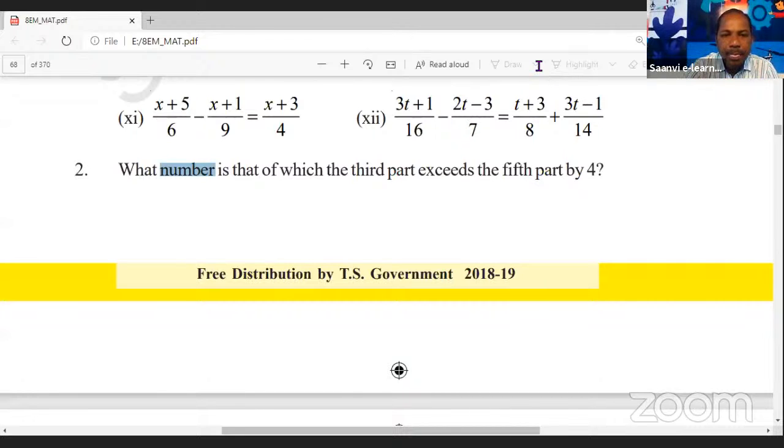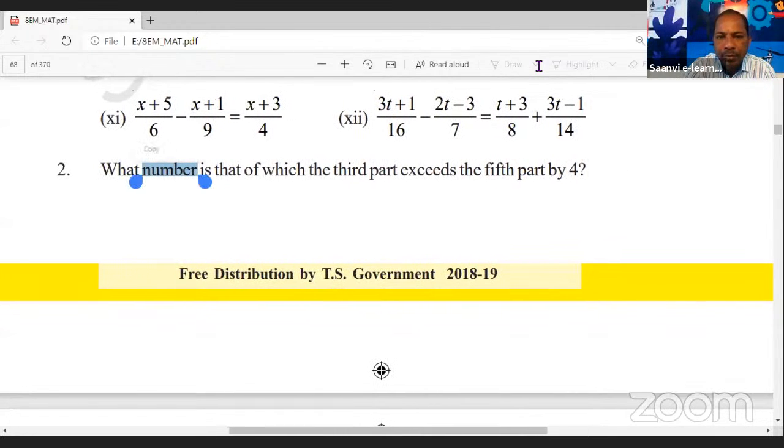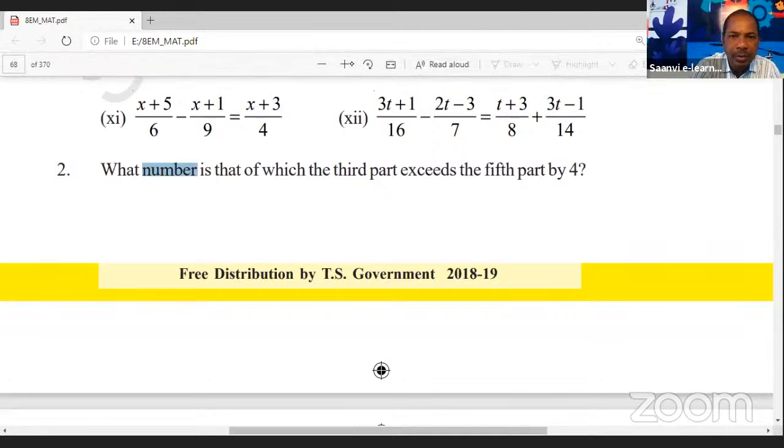So again, he has mentioned third part of the number and also fifth part of the number. And one more word, exceeds. Exceeds means increasing. So the question is given, what number is that of which the third part exceeds the fifth part by 4? Okay, children, so let us see how to solve this problem.